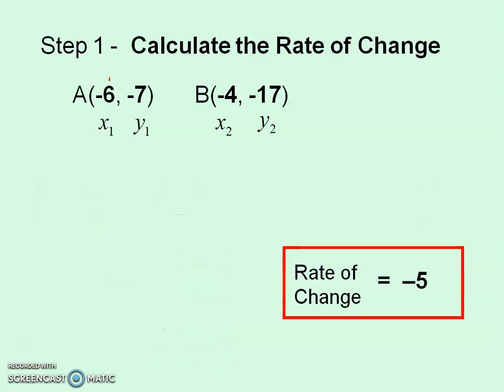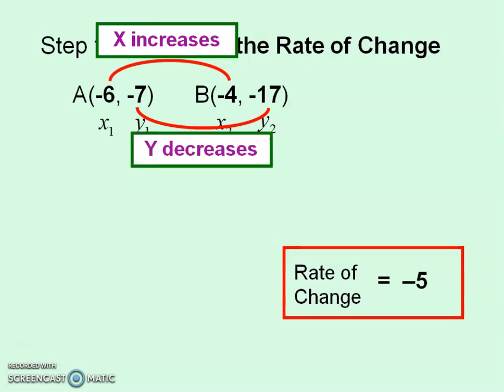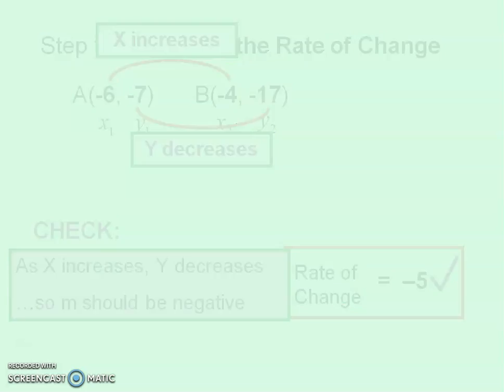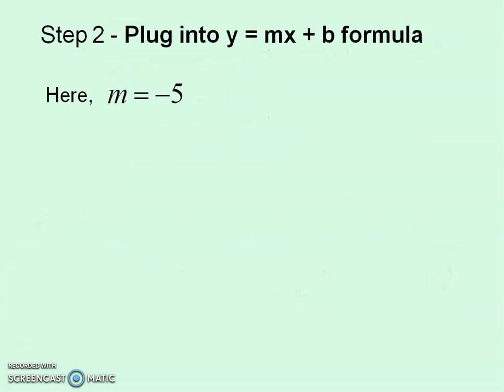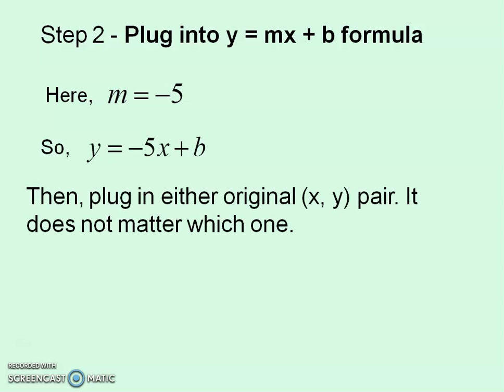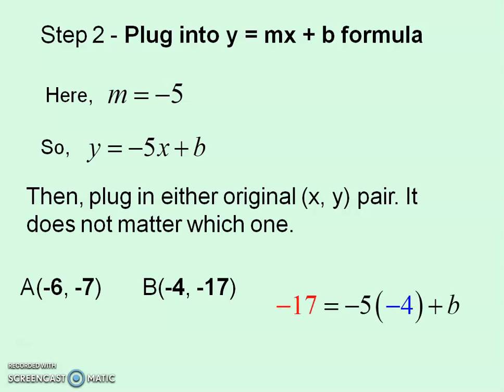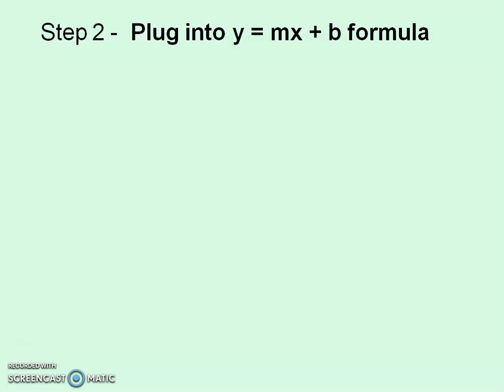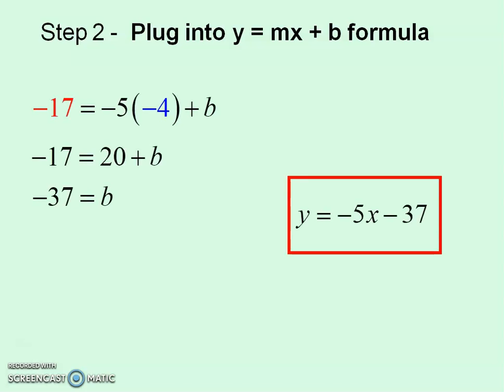And step 2 is just to check quickly: as my x value increased, my y value decreased. So it's consistent with a negative rate of change. Good to check. And when I plug into the y equals mx plus b, my m is -5, and I'll plug in either one of the 2 original points, just like in a table of values and just like from a graph, and it doesn't matter which one we plug in as long as you're consistent. So if you want to pause and give this one a try, see if you get the right answer. What I got was b equals -37, and that's the rule, and that's the end of introduction to finding the rule of a linear function.